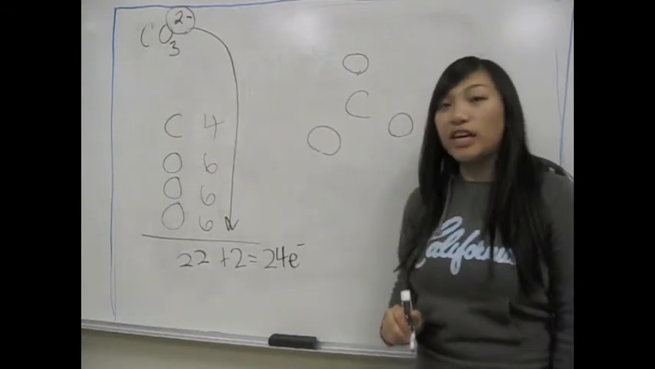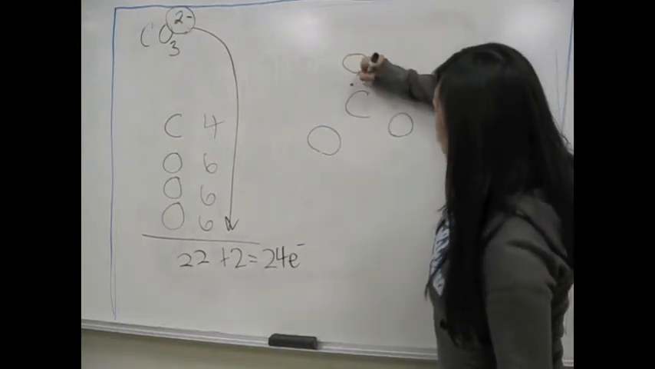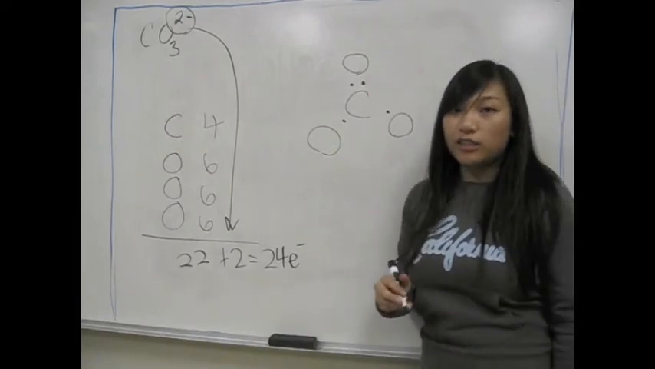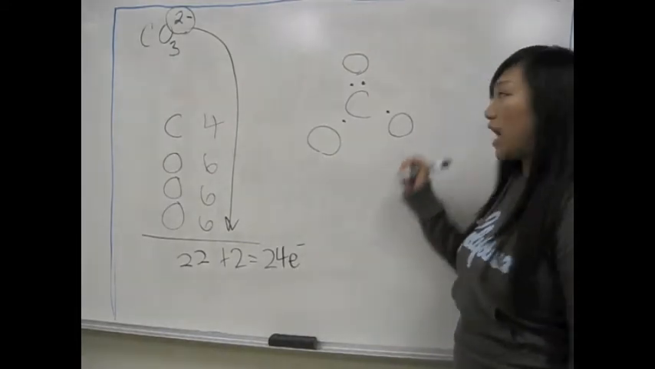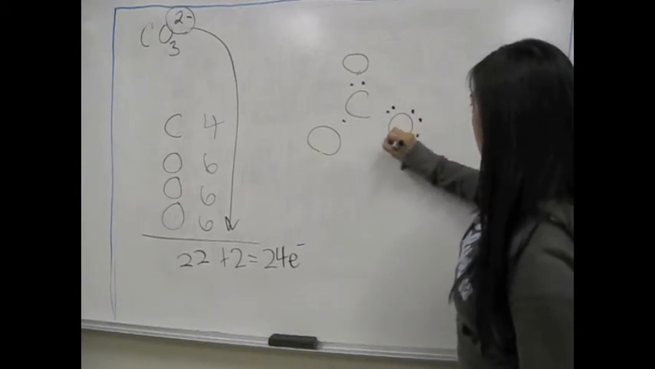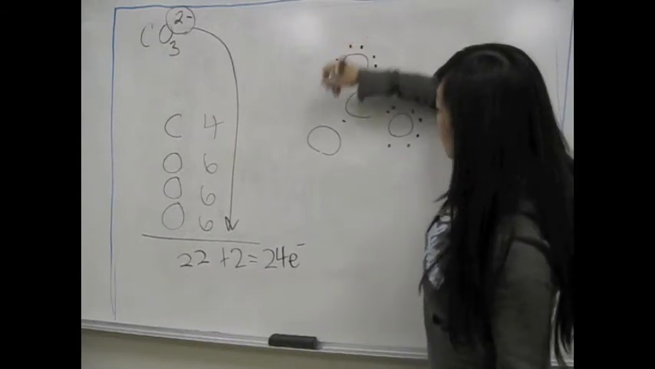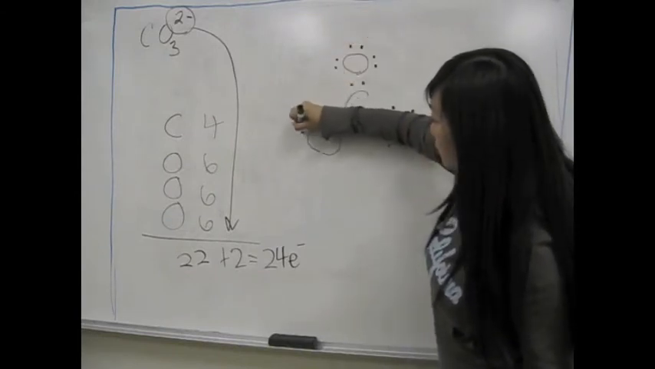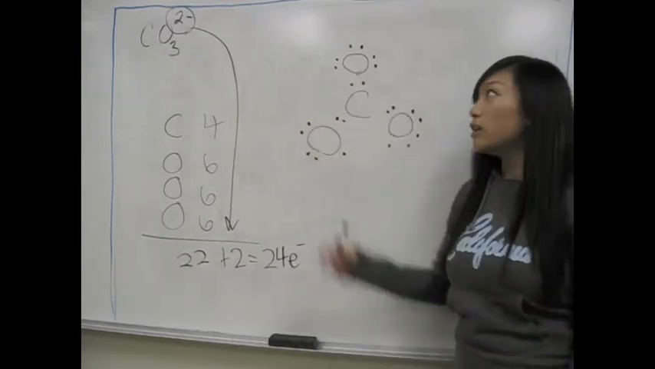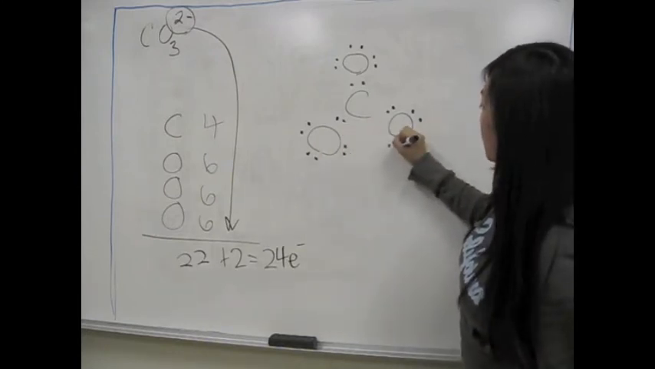The next thing to do is to draw the valence electrons around the central atoms. So carbon has 4 valence electrons. Now we will draw the valence electrons for each oxygen atom. Next, we will add the 2 extra electrons onto the ion.